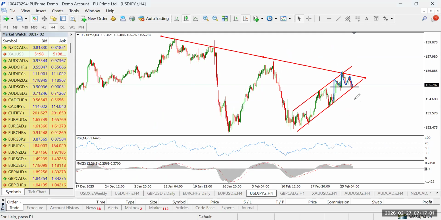And we need to see a clear breakout of price below the neckline and below the trend line to trigger a sell. RSI is at 51. At the point of entry, your RSI should be clearly below 50.